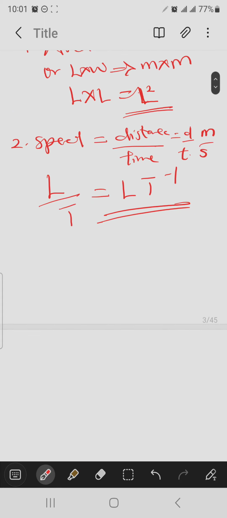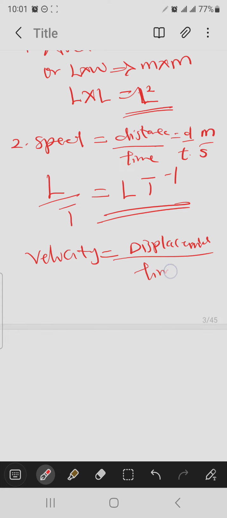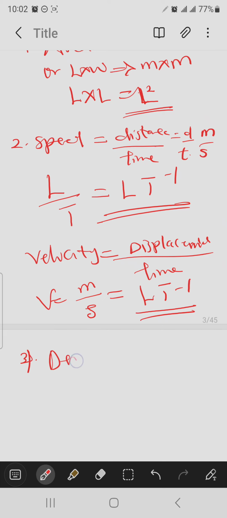Another one is velocity. Velocity is going to be displacement over time. Displacement and distance are the same thing. The only difference is that distance is a scalar quantity and displacement is a vector quantity. They have the same units. So velocity is going to be meter over seconds, so the dimensional analysis is going to be L t raised to power minus 1. They are the same thing. Now the next one, number 4, is going to be what? Density.